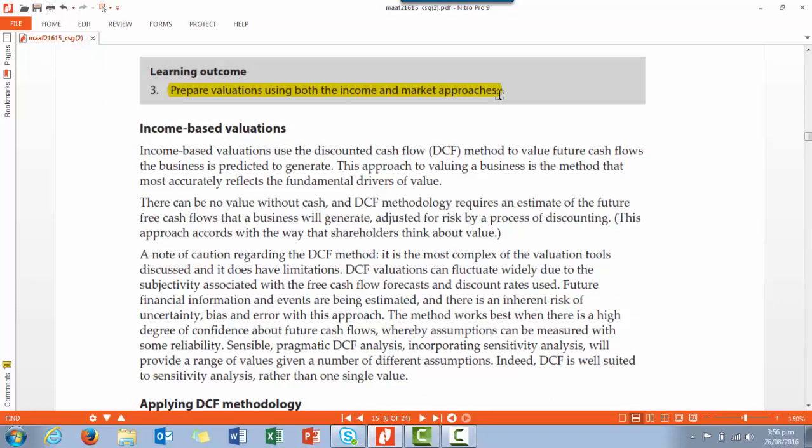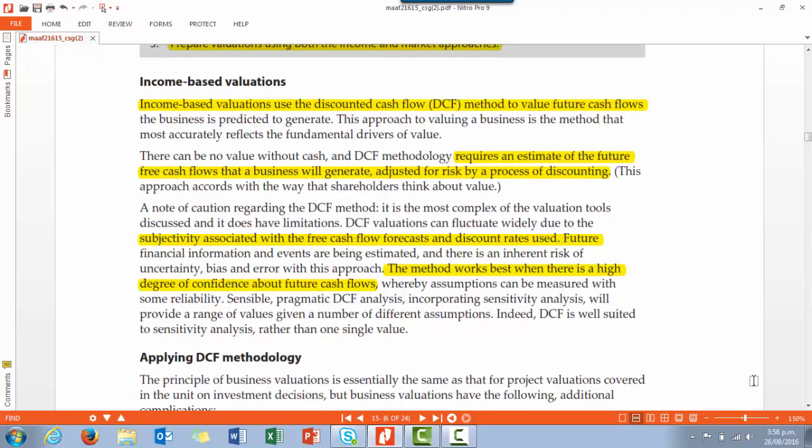Learning Outcome 3 looks at preparing valuations using both the income and market-based approaches. Income-based valuations, as we've said before, use the discounted cash flow method. What we do is we estimate the future cash flows that a business will generate. The future cash flows are those cash flows which are available to investors, to the holders of equity, or possibly the holders of debt as well. And then we adjust these cash flows for risk by using an appropriate discount factor. Remember, there's always subjectivity with determining future cash flows, and the higher the degree of confidence we have about those future cash flows, the more accurate will be the valuation.